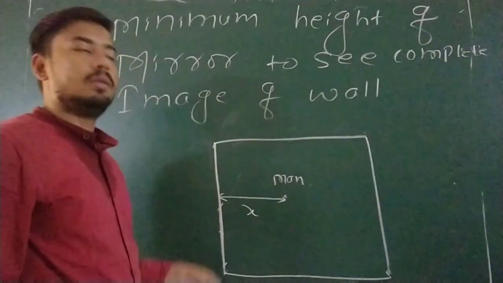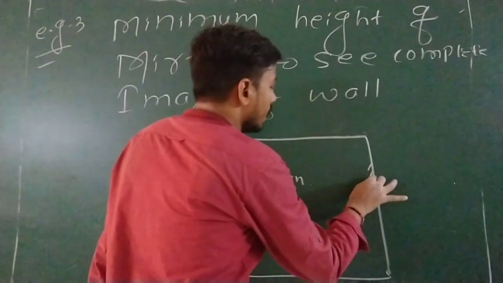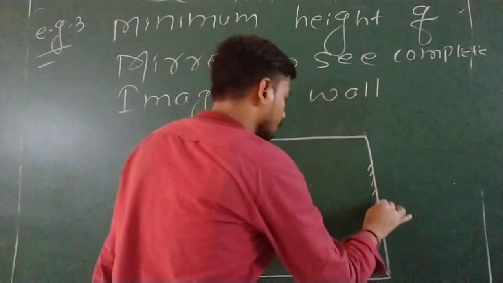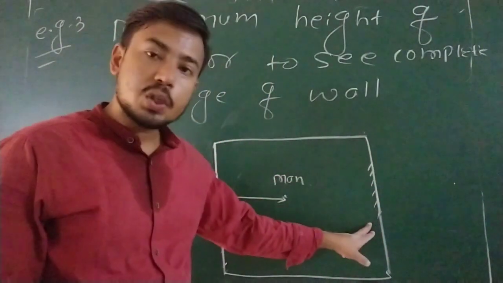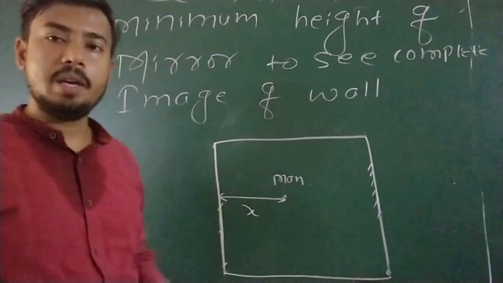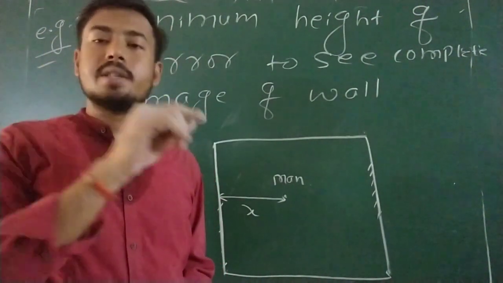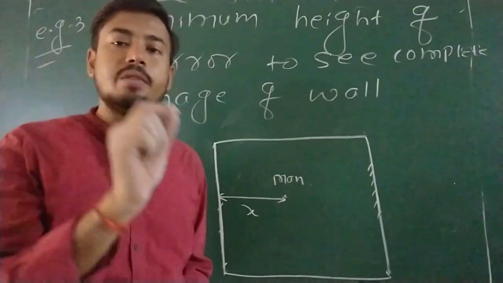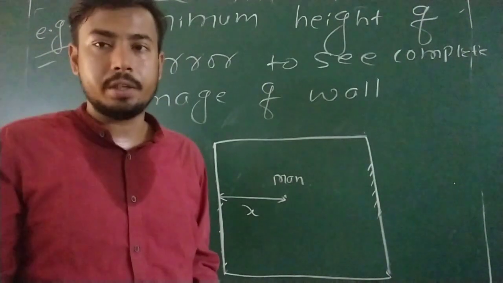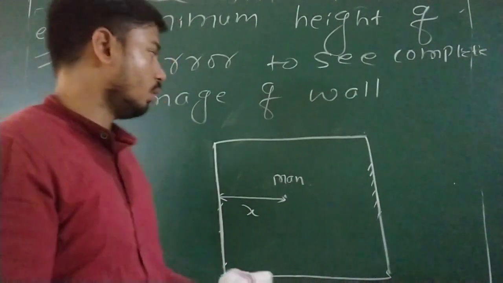You want to see this wall, so you have put a mirror here. Suppose that this is a mirror, height of mirror. So the question is, what should be the height of this mirror so that you are able to see this image? I told you already, you are able to see the image in only one condition: light must reach your eye. If you want to see the complete image, then light must reach your eye from two extreme points, upper extreme and lower extreme. Then you will see the complete image.